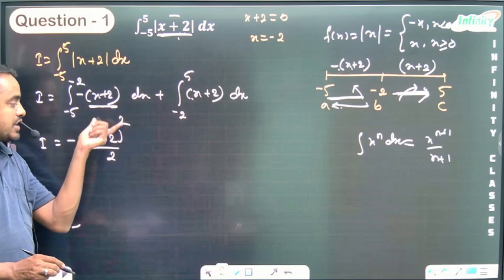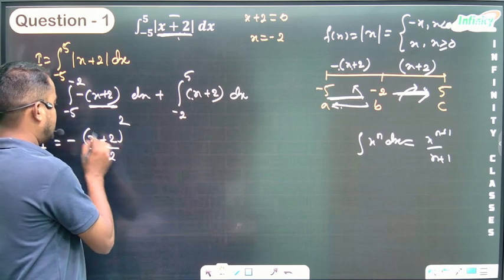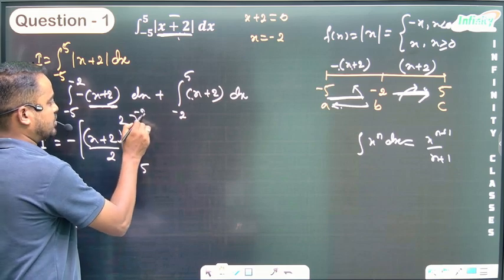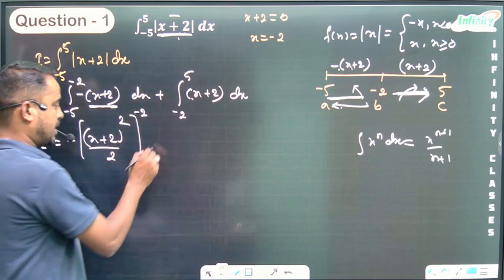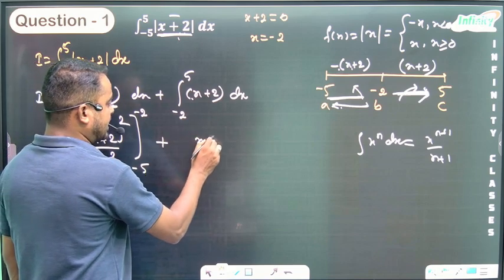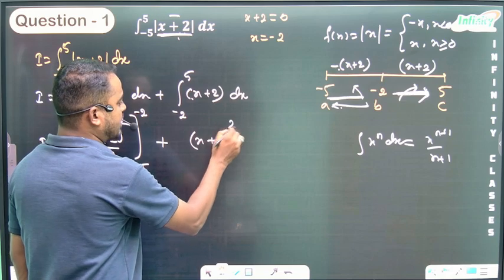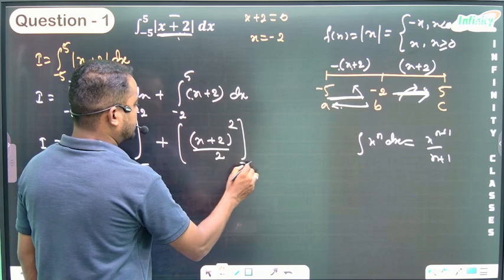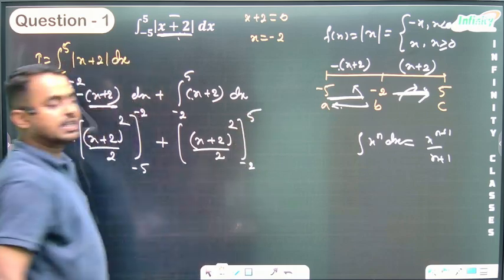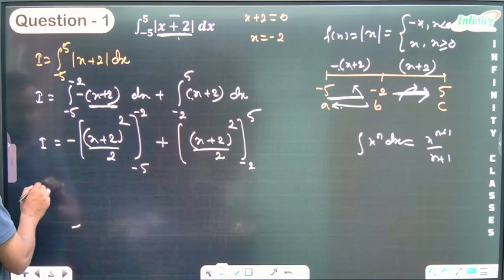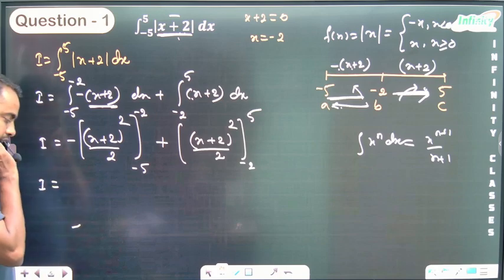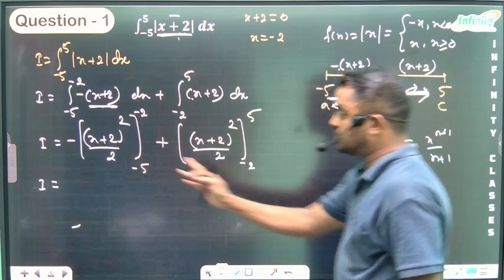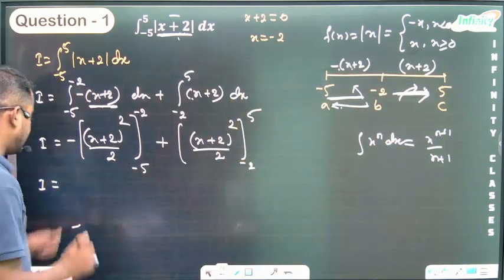Integration of x is what? X square by 2, plus, between the limits. What are the limits? After integration we have to write the limits. Then plus again x plus 2 whole square divided by 2, between the limits -2 to 5. By the fundamental theorem of integral calculus, I is equal to, now take this 2 outside.